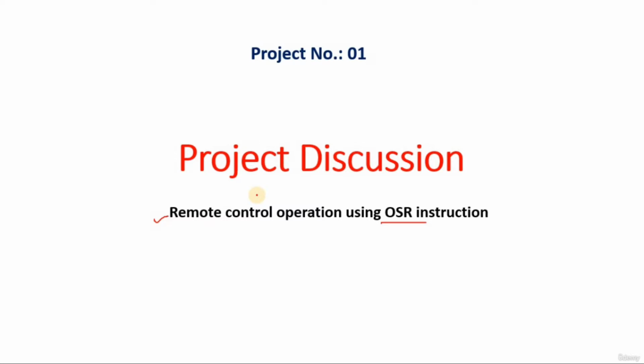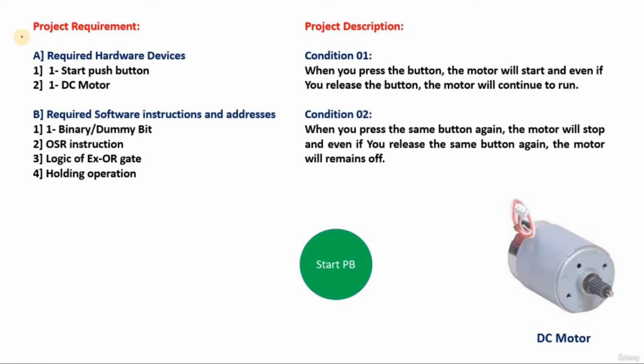For that purpose, we require some hardware, some software addresses, and some software instructions. Along with that, we should know the proper condition. So let us throw some light and discuss the project in detail. Now here you can see the project requirement. First of all, we require two hardware devices. The first one is one start push button, and the second one is one DC motor. Here we have to control the on-off operation of our motor by using only one push button.